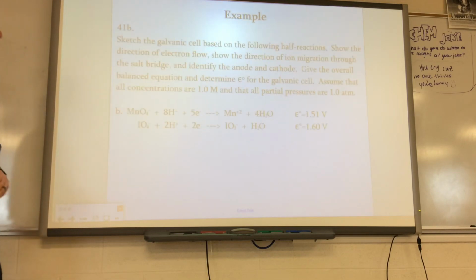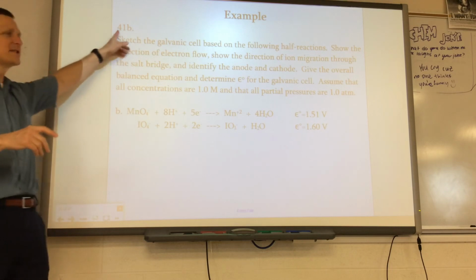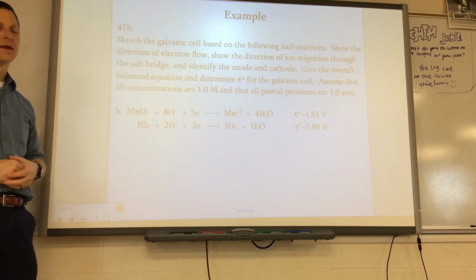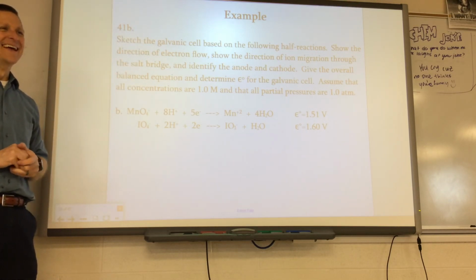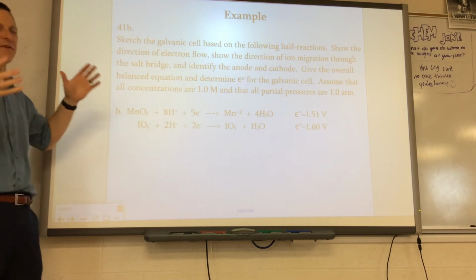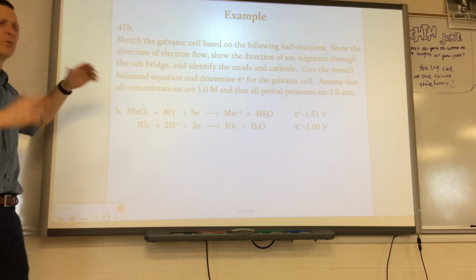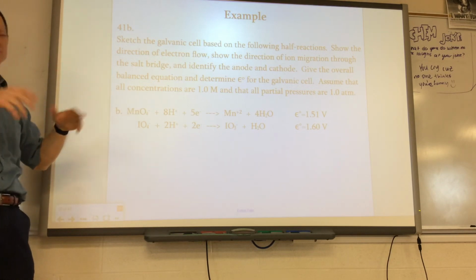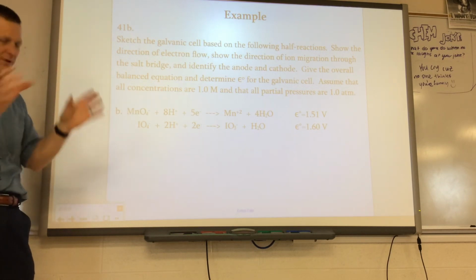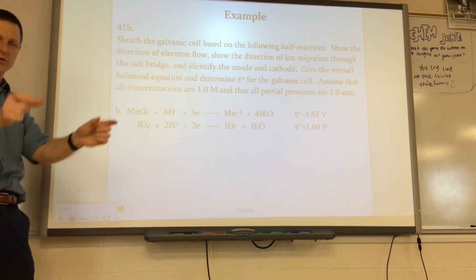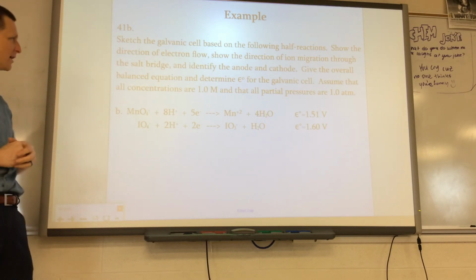Easy quiz. Okay, now please don't be one of those that has to write the question out. Just write down this number, 41B. It kind of looks like it's intimidating. You have to do all these things. You got 5 lines of instructions. But really, when you start doing these sketches, you do the same thing every time. You put the 2 beakers with the salt bridge in between, the 2 electrodes with a wire.